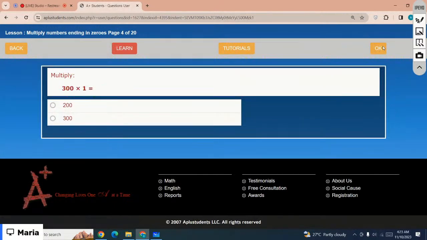Okay, the next one is 300 times 1. So which is the correct option? Any number multiplied by 1 equals the same number. 300 times 1 equals 300, right? So 1 is the identity. Whatever number you are multiplying with 1, the answer is exactly the same number. So 300 times 1 is 300. Option number 2 is the correct option.